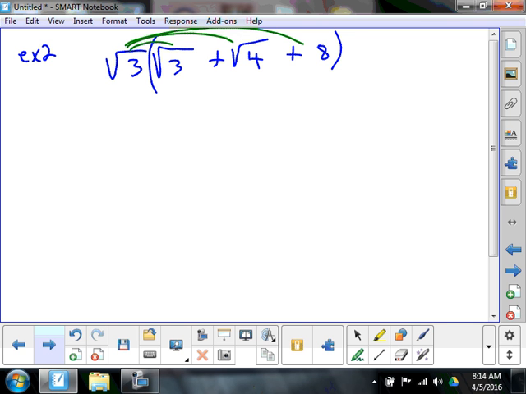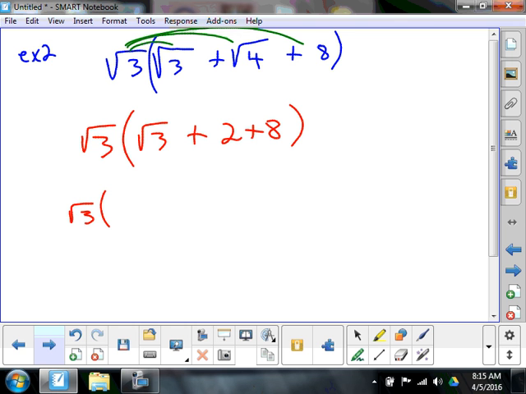I could do something before I go any further. Who sees something that I could simplify? Couldn't I simplify the 4? The 4 is really going to be 2, right? Now, I heard somebody say combine like terms. Well, there are no like terms to combine yet, but I could make the 4 a 2. Is that fair? Okay, so this is really rad 3 times the quantity rad 3 plus 2 plus 8. Oh, this is going to make this so much easier. So that's rad 3 times the group of rad 3 plus how much? 10.